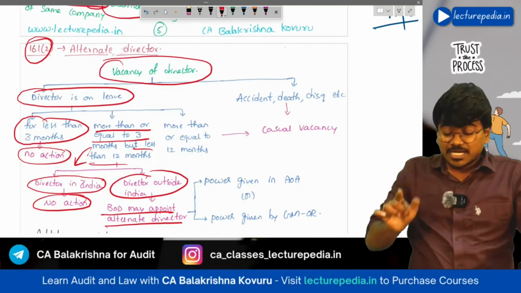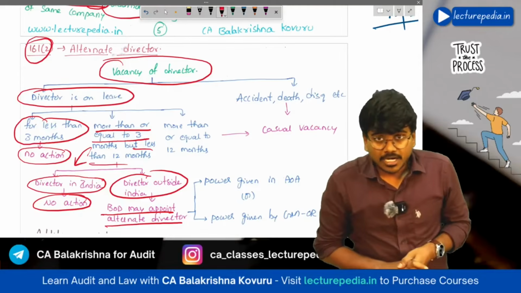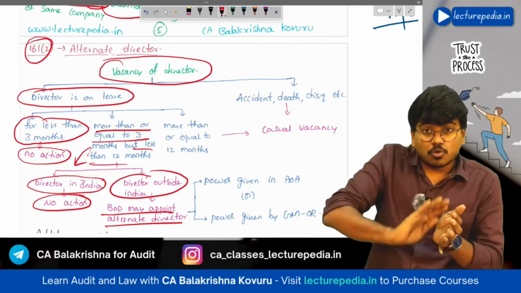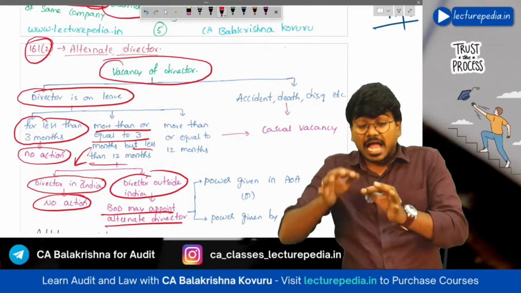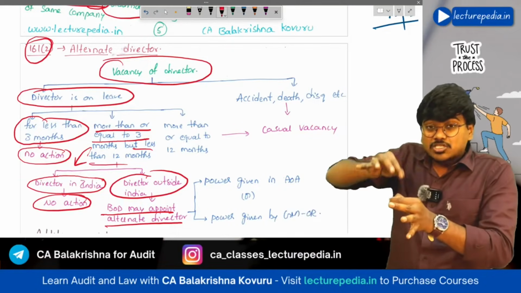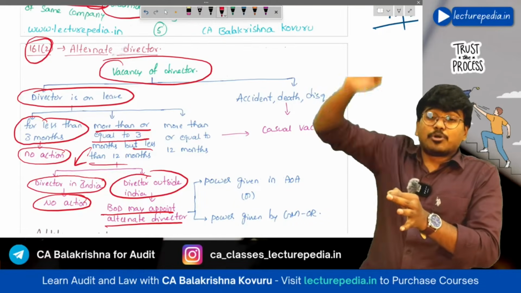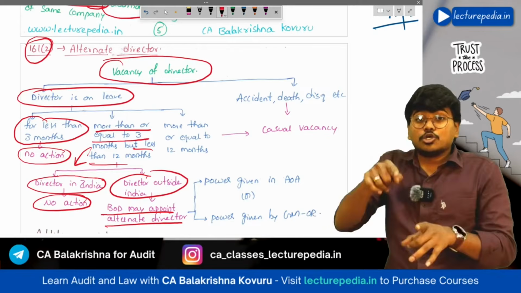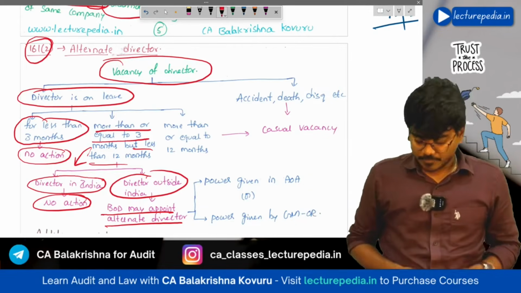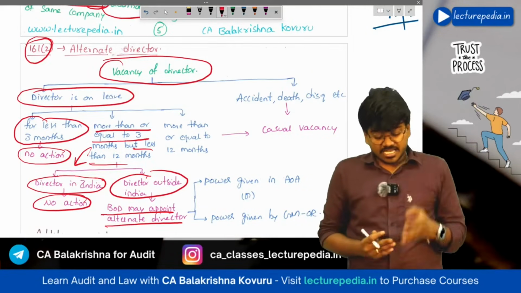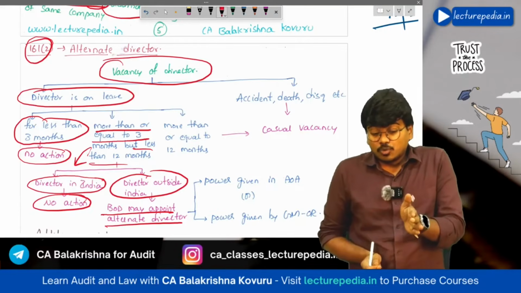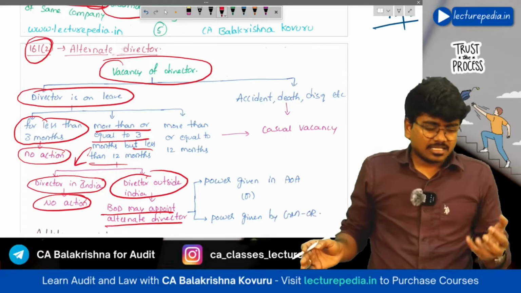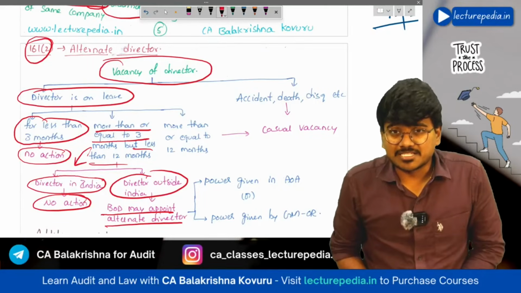So in which situation will the alternate director be appointed? If the actual director is on leave for 3 months or more, and during that leave period he is not in India, he is abroad, in such a situation, as an alternate to such a director, you can appoint an alternate director. Next, if the director is on leave for more than 12 months, in such a situation, a casual vacancy will be created in his place.